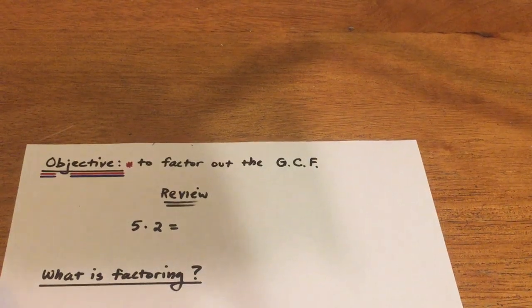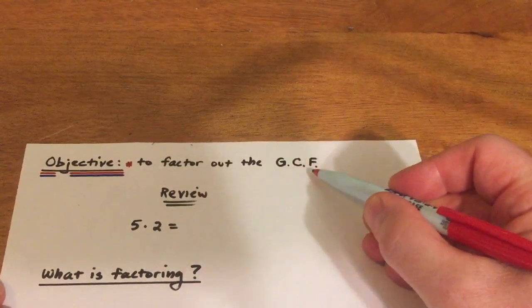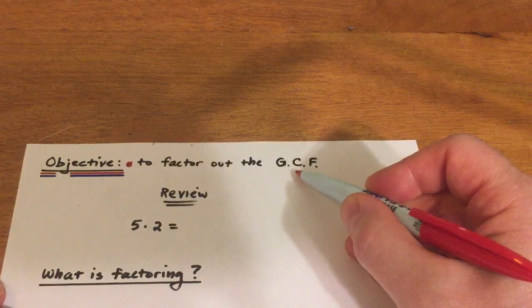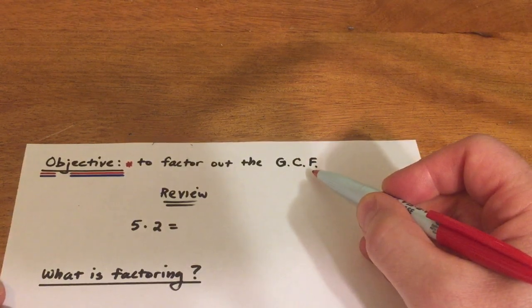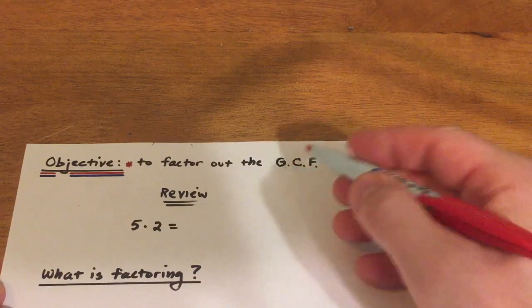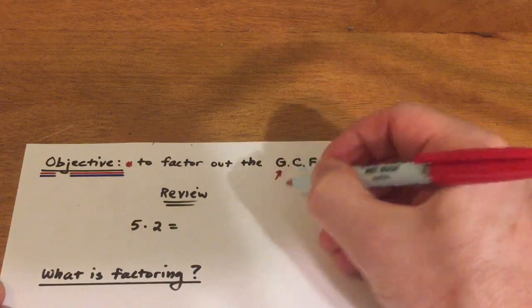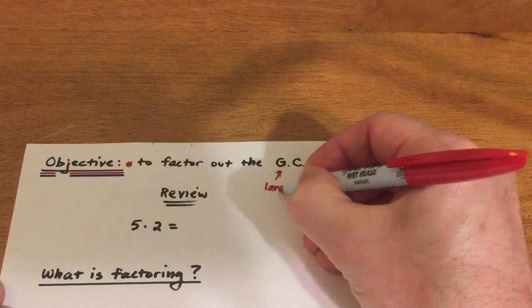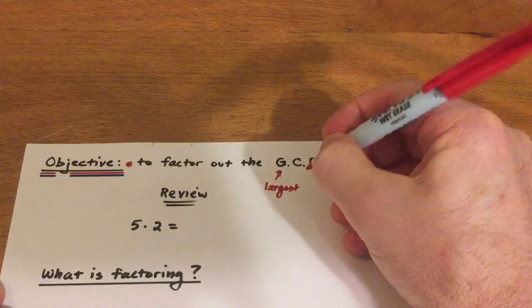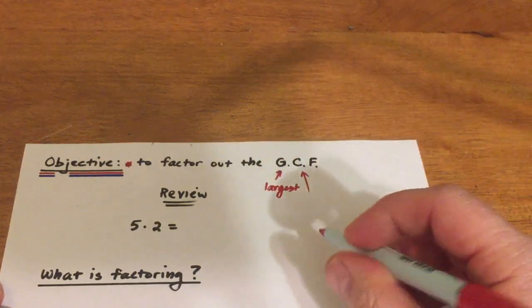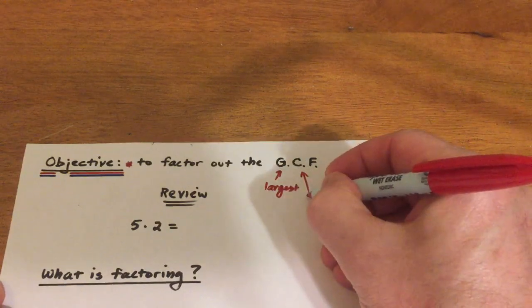Okay, we're going to take a look at factoring out the GCF, the greatest common factor. That's a term you should know a little bit about. Let's take a moment and just think about this for a minute. Greatest, they mean the largest. Common is commonly used in math. Common means the same.